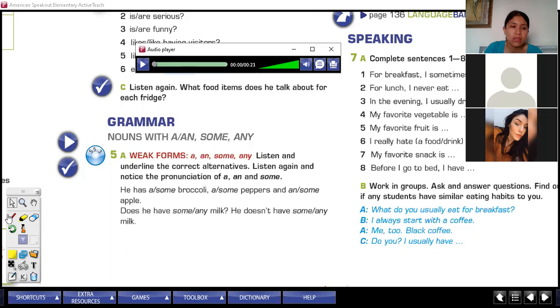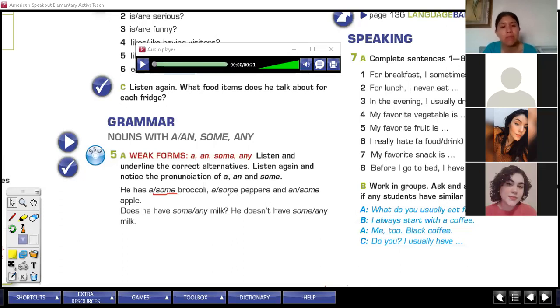Okay, so vamos a ver. In the first part, he has a broccoli or some broccoli? Some broccoli. Then the person said he has a peppers or he has some peppers? Some peppers, right? Then, an apple or some apple? An apple, right? Y luego aquí que dijo, does he have some milk or does he have any milk?